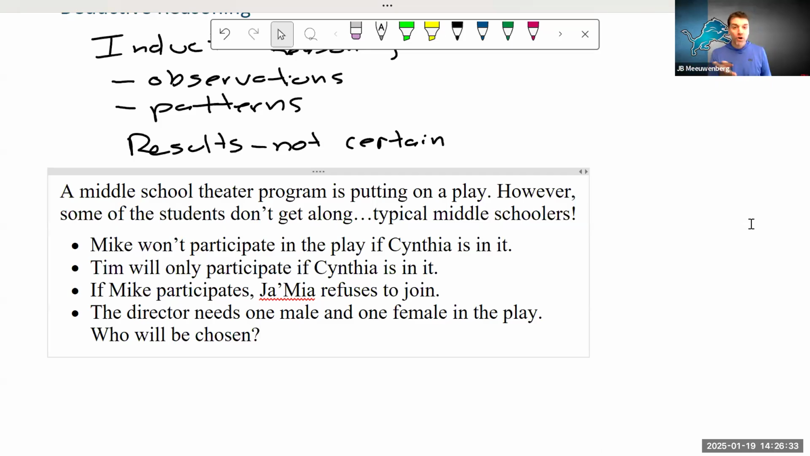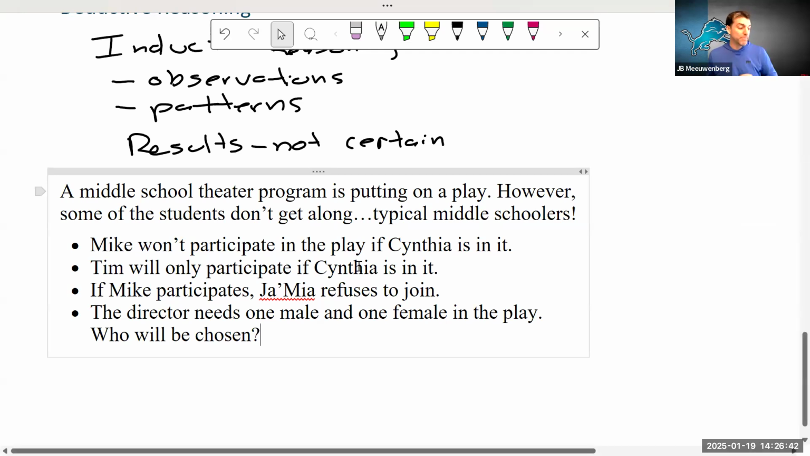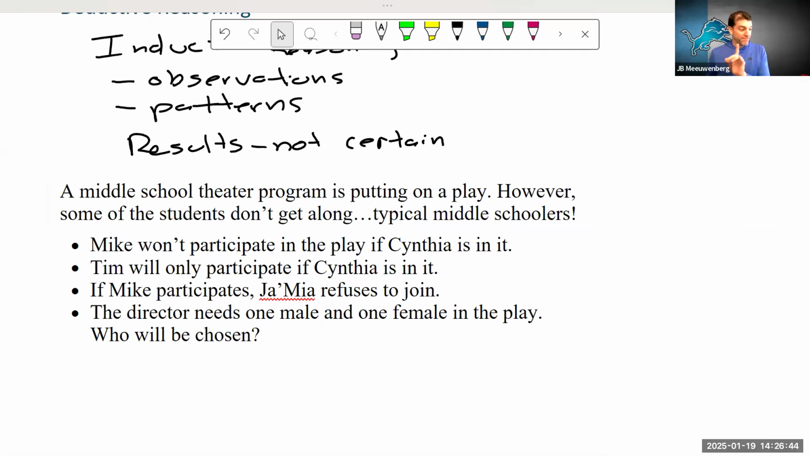Now, there are 4 bullet points that you have to consider. Mike won't participate in the play if Cynthia is in it. Tim will only participate if Cynthia is in it. If Mike participates, Jemiah refuses to join. So, if the director needs 1 male and 1 female in the play, who will be chosen? All right. Go ahead and pause the video and see if you can solve this problem. See if you can figure this out. I will keep going.